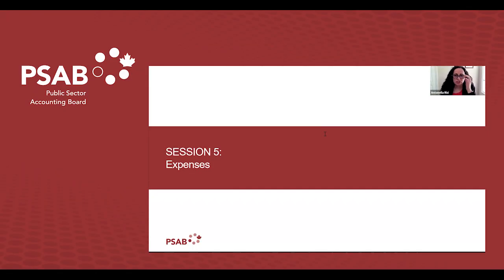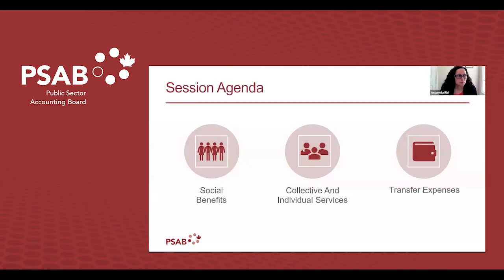We will now turn our attention to the last session of this workshop, dealing with expenses. In this session, we will look at three standards: IPSAS 42, Appendix A of IPSAS 19, and IPSAS 48. IPSAS 42 provides guidance on the accounting for social benefits. IPSAS 19, or Appendix A of IPSAS 19, provides guidance on collective and individual services.